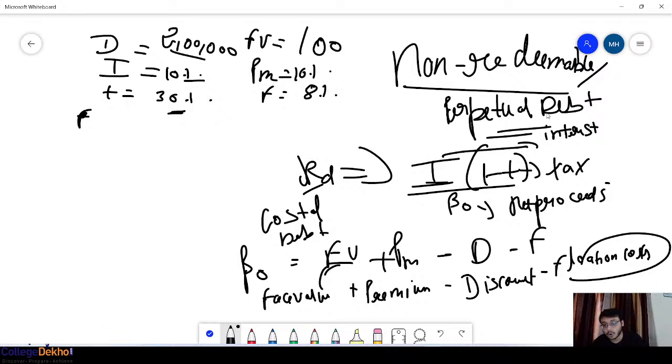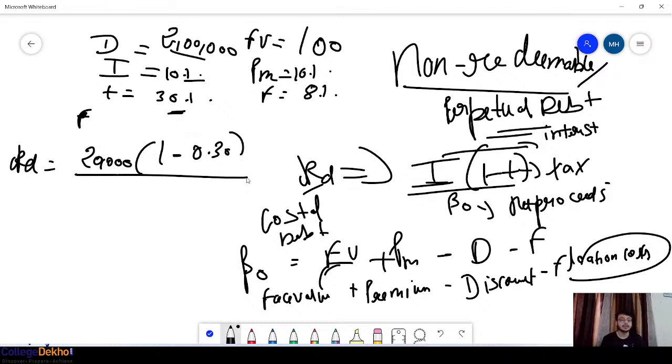Calculate the cost of non-redeemable debt. Now the cost of non-redeemable debt is your interest payment. Interest payment क्या होगा? 10% of 2 lakh, 20,000, times 1 minus your tax rate, 30%. How to find the net proceeds? 100 तो है. 10% will always be calculated for the face value. Premium है plus 10. Again, 8% will always be for the face value. It won't be for 110. Always for the face value. Be it discount, be your premium, be it your flotation cost, they're always calculated on the face value.